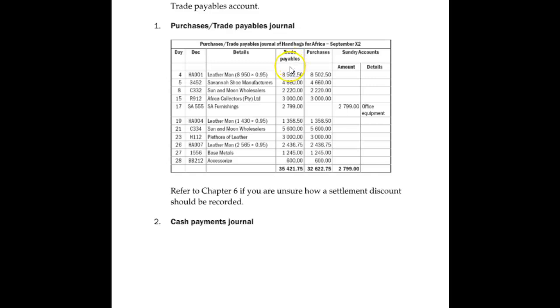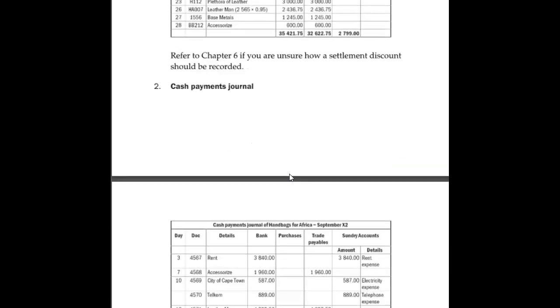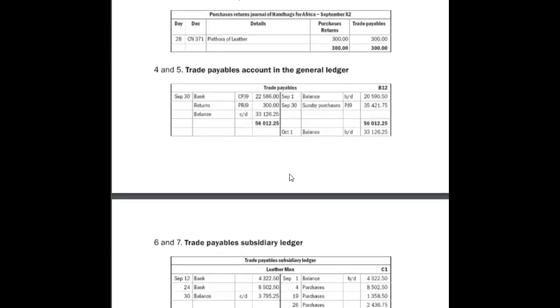So how do you record this transaction? Think about it, you purchased on credit, so your trade payables will increase. And where does trade payables increase? Because it's a liability, on the credit side. So on the credit side, it should be 35,421. So let's see, 35,421 on the credit side.